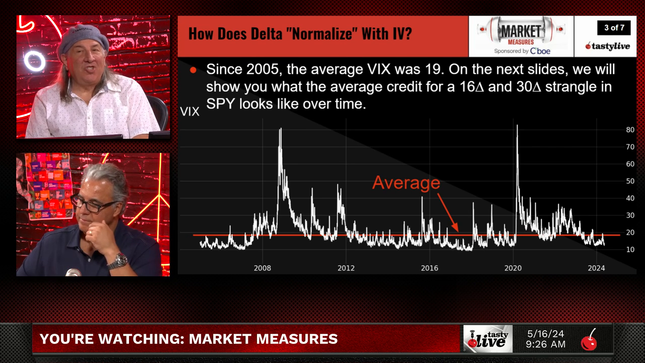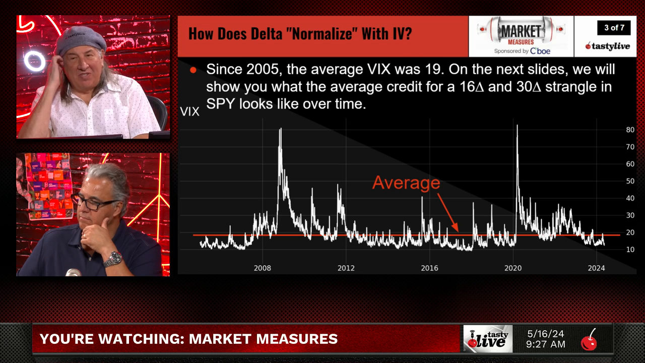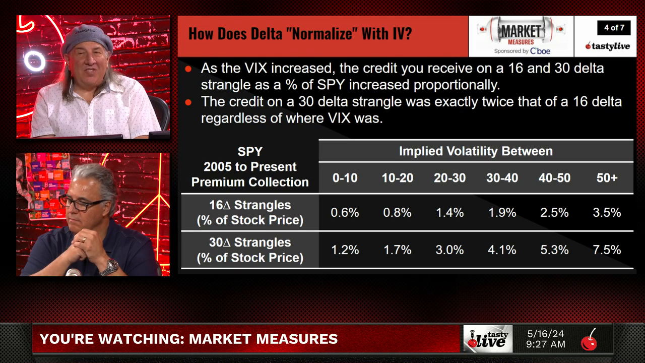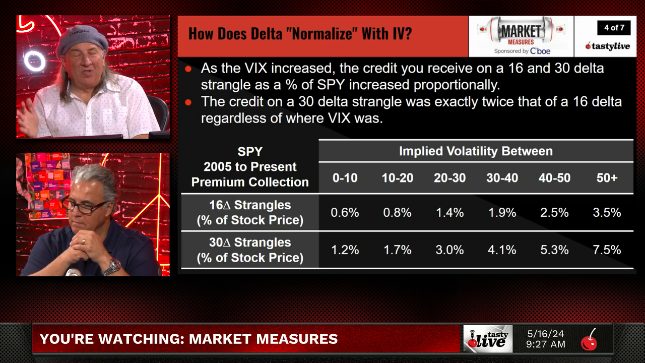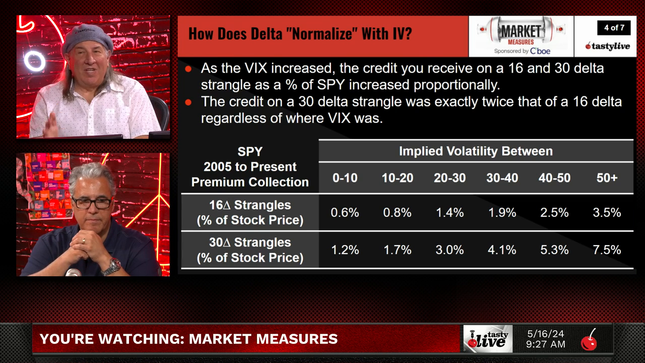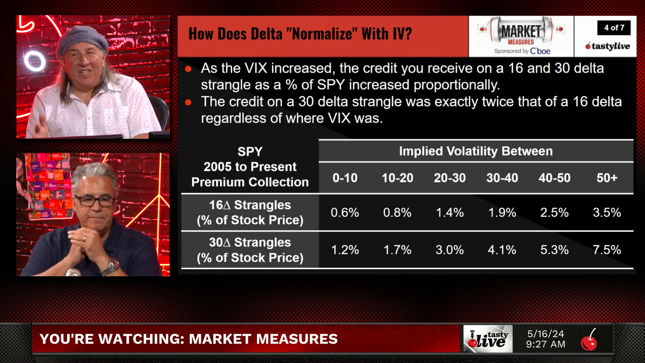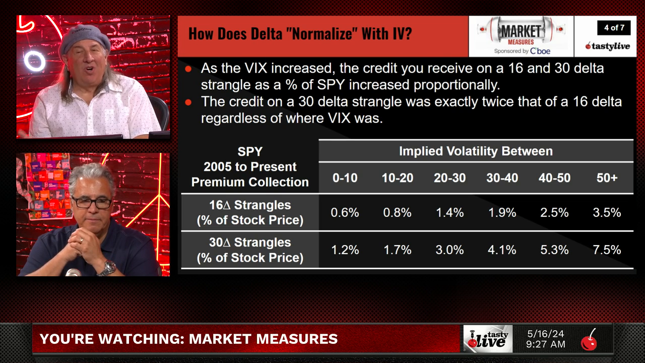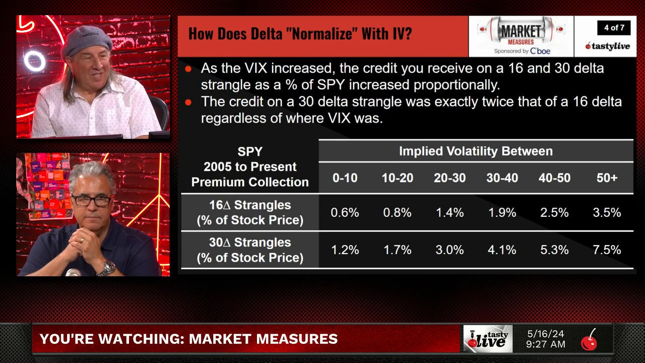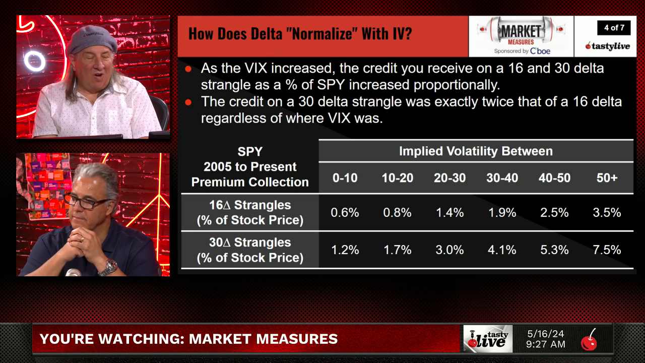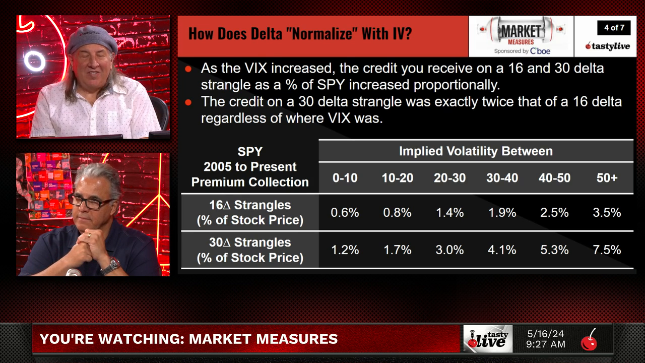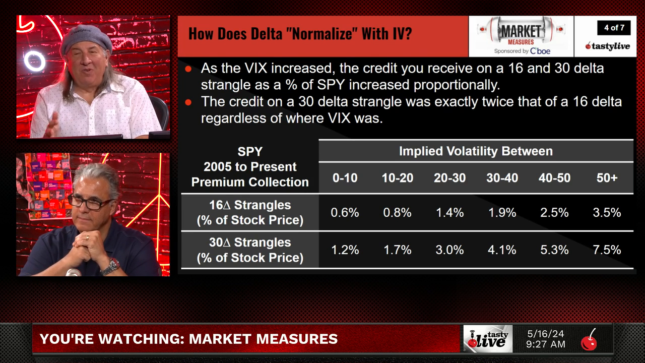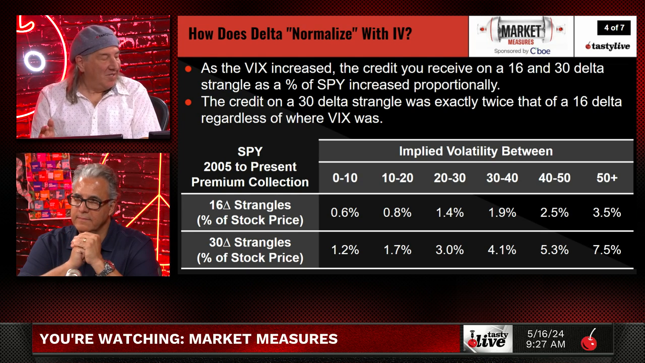On the next slide, we'll show you what the average credit for 16 and 30 delta strangles in the SPY looks like over time. As the VIX goes up, the credit you receive on the strangle as a percentage of SPY increases proportionally. The credit on a 30 delta strangle was exactly twice that of a 16 delta, regardless of where the VIX was. Just showing you what we call everything is symmetrical. We've always used the term symmetrical. Here's just evidence of kind of everything being symmetrical.